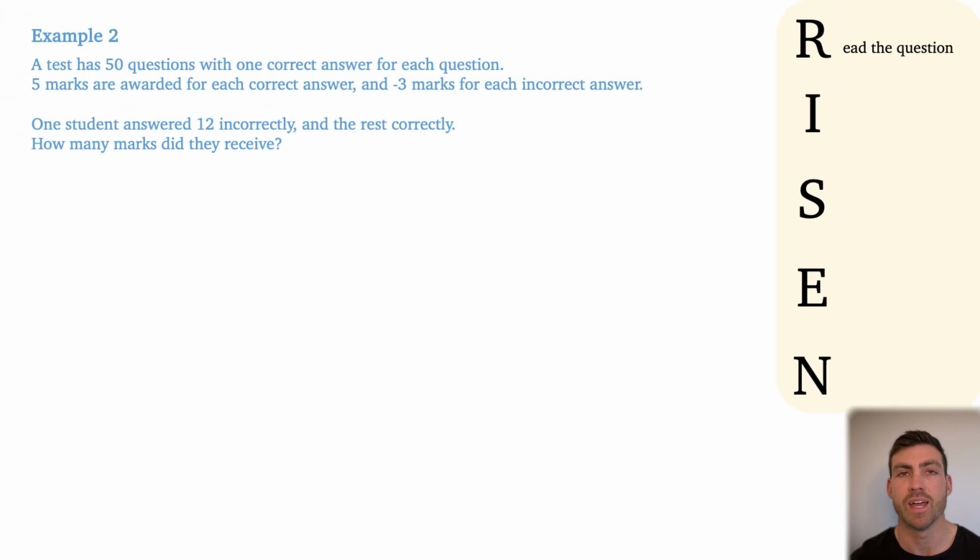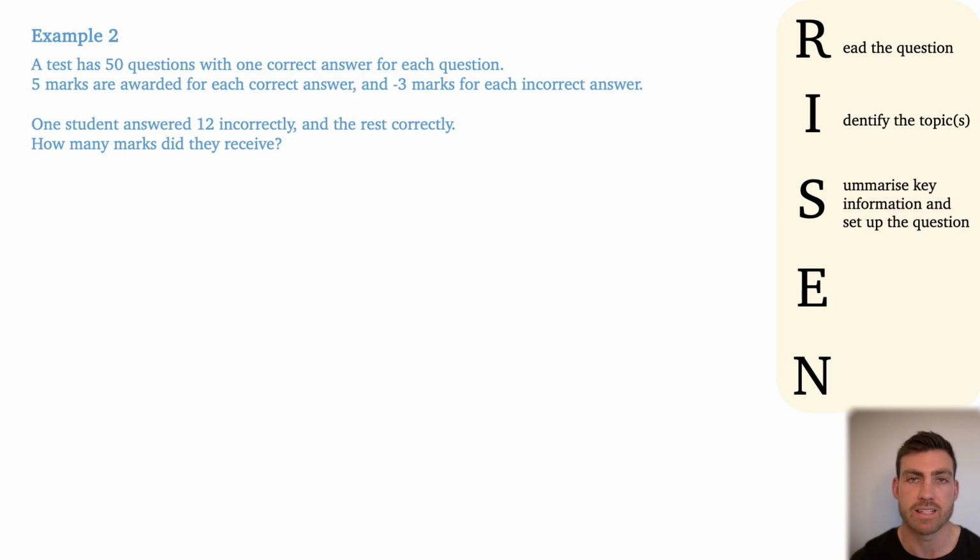Example 2. A test has 50 questions with 1 correct answer for each question. 5 marks are awarded for each correct answer and -3 marks for each incorrect answer. One student answered 12 incorrectly and the rest correctly. How many marks did they receive? This is from the topic integers. Now let's summarize the important information.